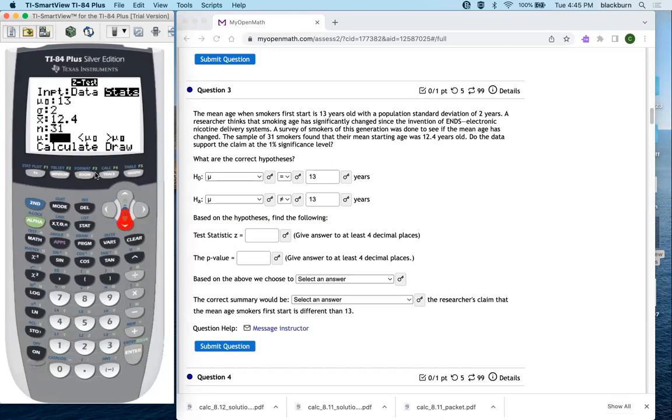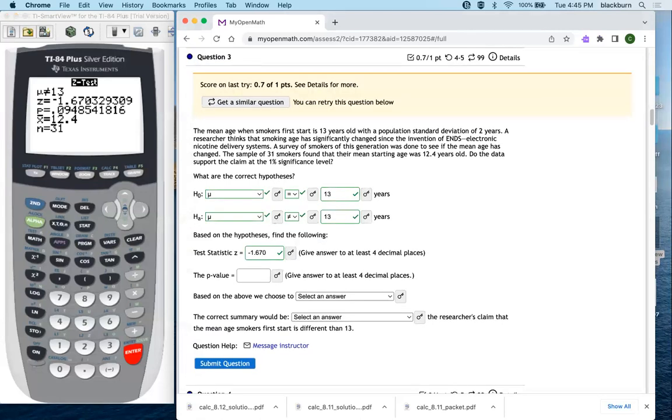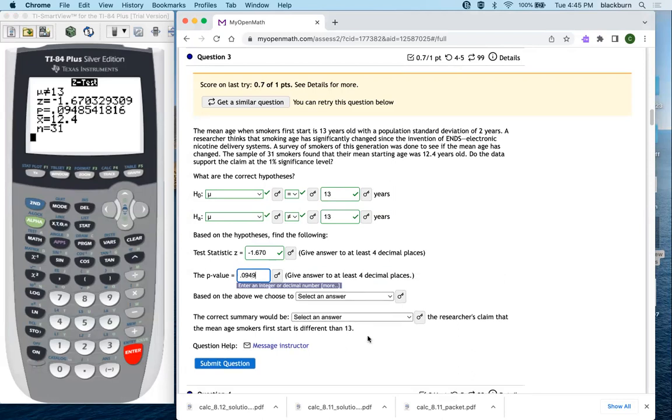And then we have to choose the right alternative: does not equal, less than, or greater than. We choose the does not equal. Down to calculate. And there's our z value, negative 1.670. I was going to say that doesn't make much sense, but it was right. 0.0949 is the p-value.